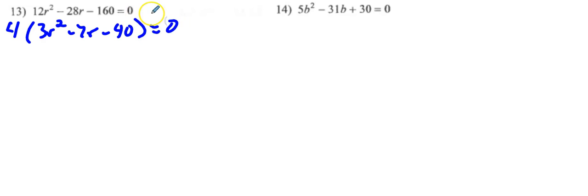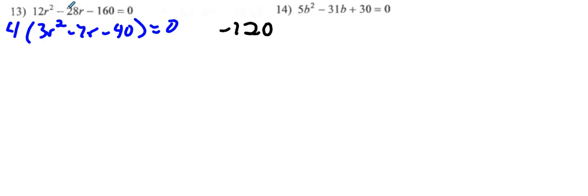Take out a 4. We're left with 3r squared minus 7r minus 40, all equal to 0. And then 3 times negative 40 gives us negative 120, and that's what we have to find factors of. So we want something that multiplies to negative 120 and adds to negative 7.